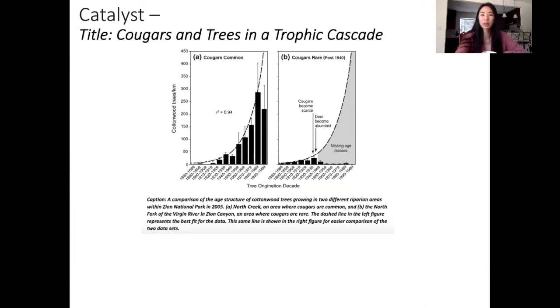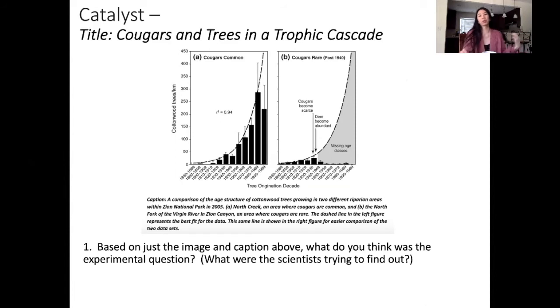The last one asks you to come up with the experimental question just based off of the graph. So what do you think the scientists were trying to figure out? You could have just said something like, they were trying to figure out how the loss of cougars will affect cottonwood trees. I actually took this phrase from the background information. I put a link to the background info, and I took that from there. You didn't have to write that. You could have just said how cougars affect the number of trees. That would have been fine.